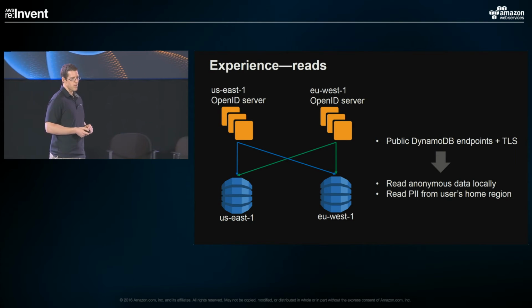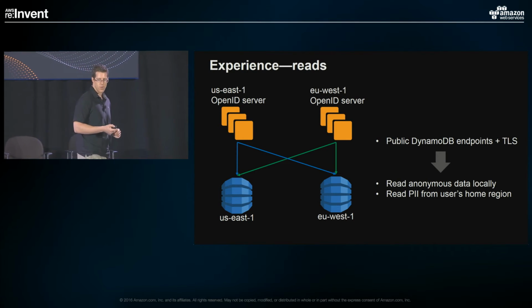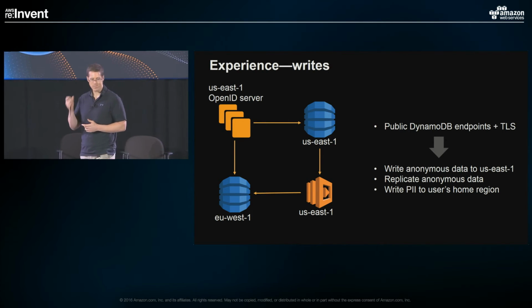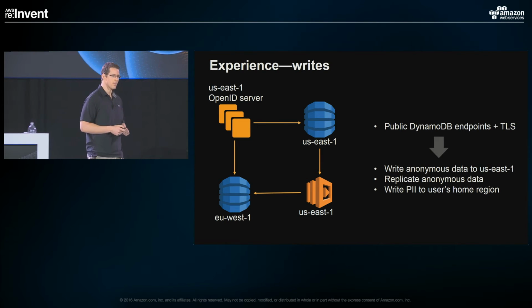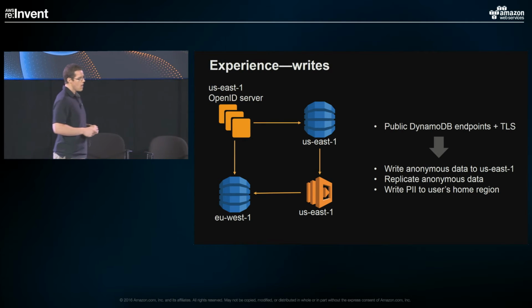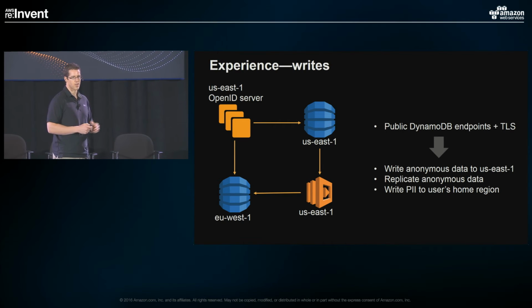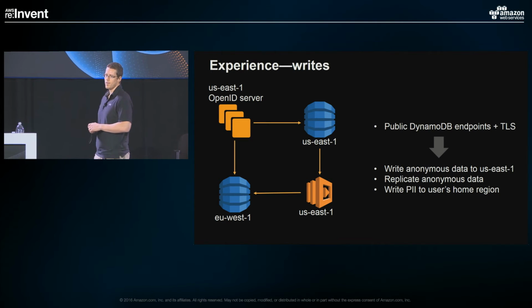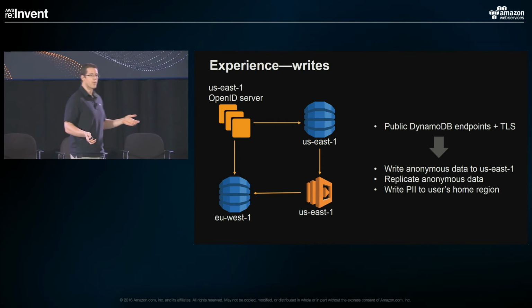But for this to work, each application has to always have access to those pointers in its local database, right? So how does that work? Well, the other side of the coin is the writes. So right now, we're running a single master topology for our anonymous data, or for our non-PII data. What that means is all of our OpenID applications, when they need to write anonymous or non-PII data, write it to US East 1. And then all the replication kicks in, and it gets replicated to EU West 1, as in this example, and then all the other regions that we have a presence in.